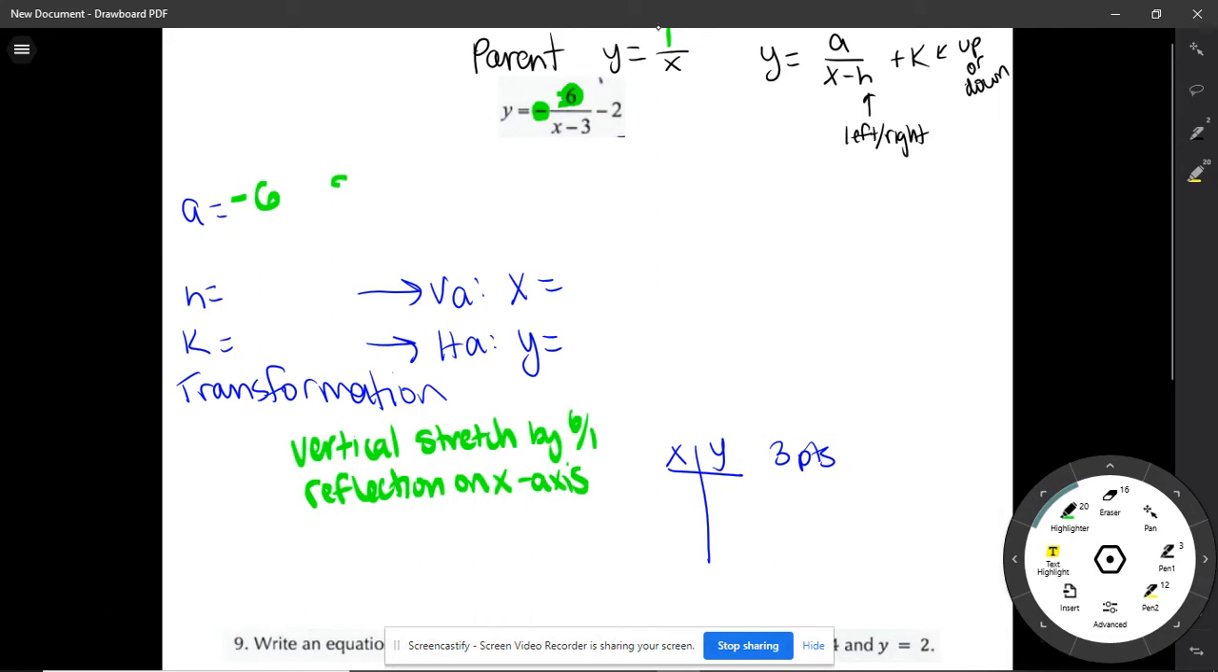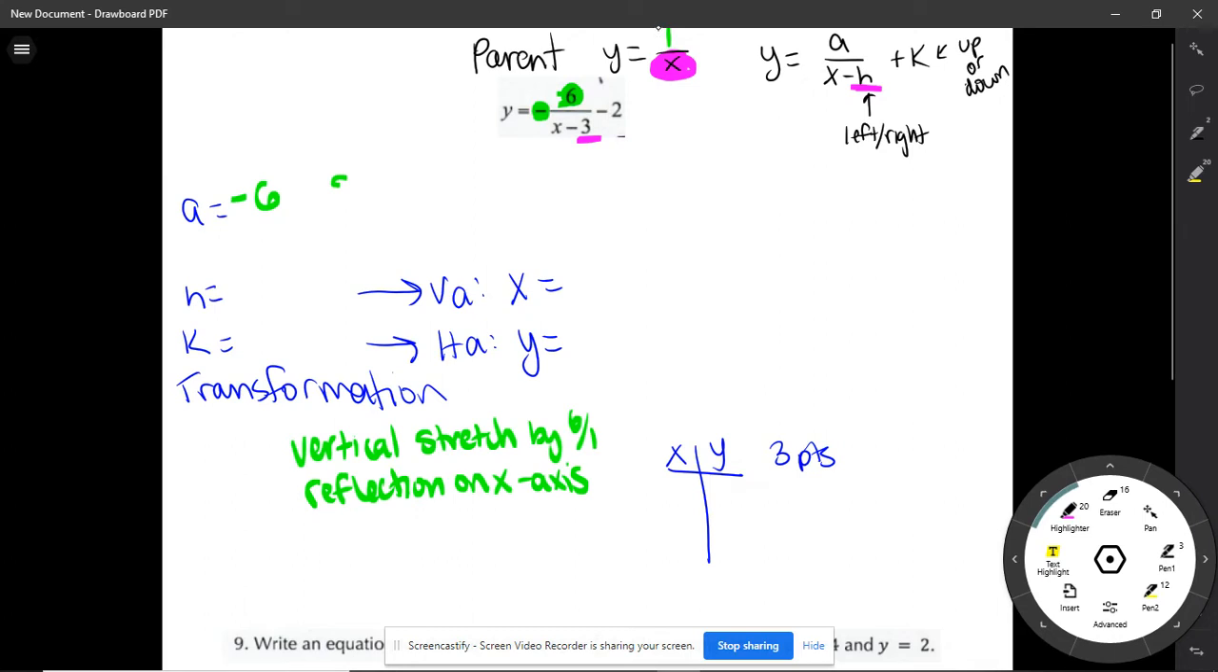Now, the next step we're going to look at is our H. Our H talks about what is happening to the shift, the horizontal shift. Is it going left? Or is it going right? Or is it not moving? If I look at this, my parent function here is by itself with just x in the denominator. Here I have x minus 3.